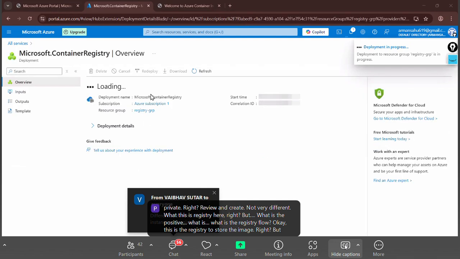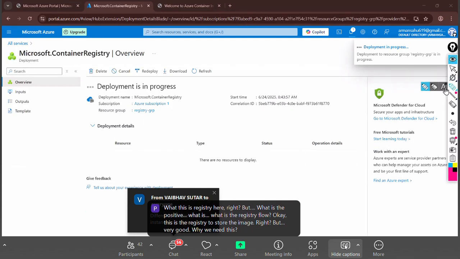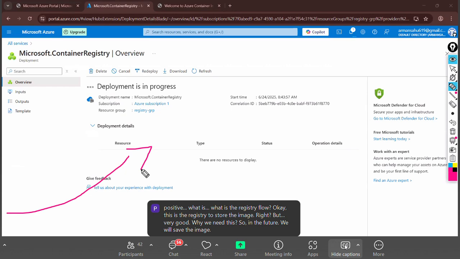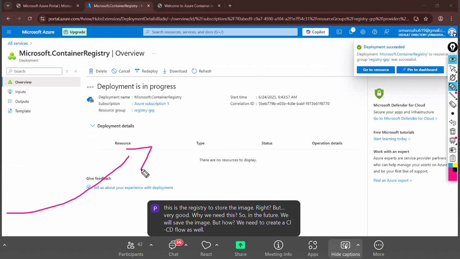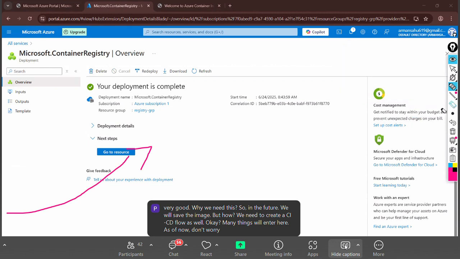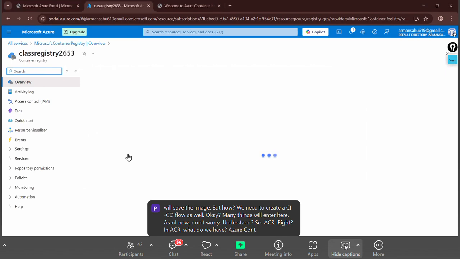Why do we need this? In the future, we will save the image. But how? We need to create a CI/CD flow as well. So many things will enter here as of now. Don't worry. Understand? So ACR, right? In ACR, what do we have? Azure Container Registry.